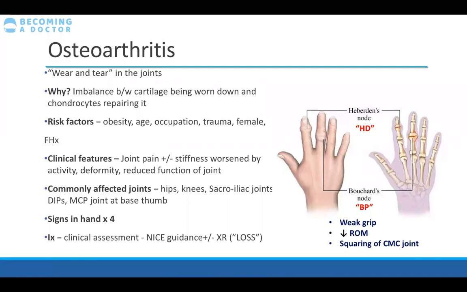In terms of investigation, it's a clinical assessment. So NICE guidance suggests that you can make a diagnosis of osteoarthritis without any investigations if your patient is over 45, they have typical pain related to osteoarthritis, and they have no morning stiffness, or if they do have morning stiffness, it's less than 30 minutes. And then you can of course do an x-ray if you have a clinical suspicion of it, which can show the signs we saw in the previous question.